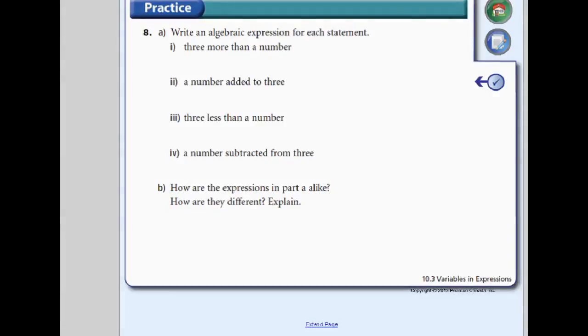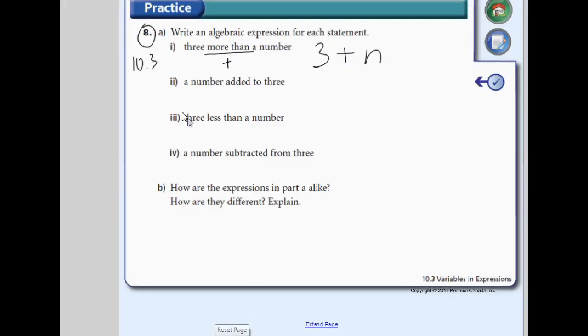Mr. Hammer back with number 8 from section 10.3. Write an algebraic expression for each statement. 3 more than a number. Well, more than is plus, so 3 plus a number.